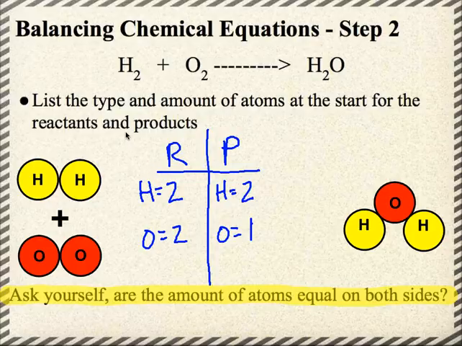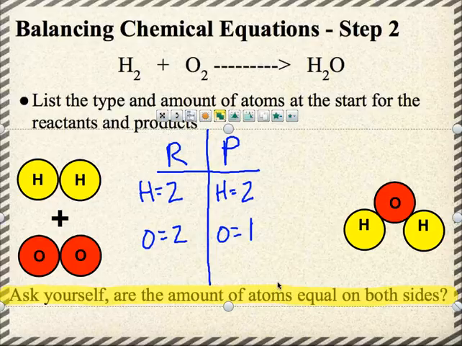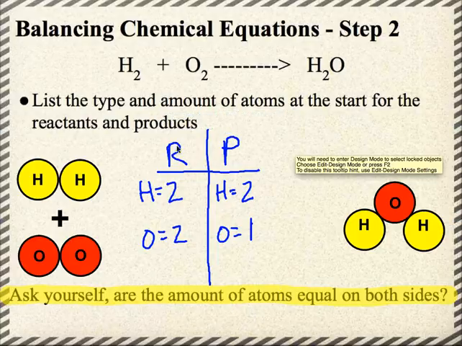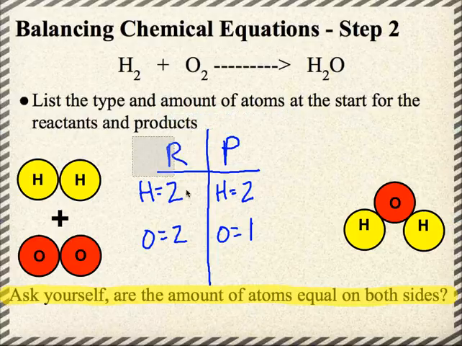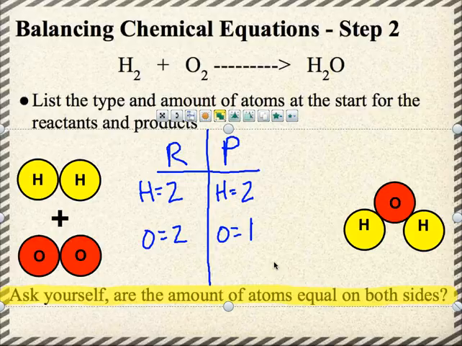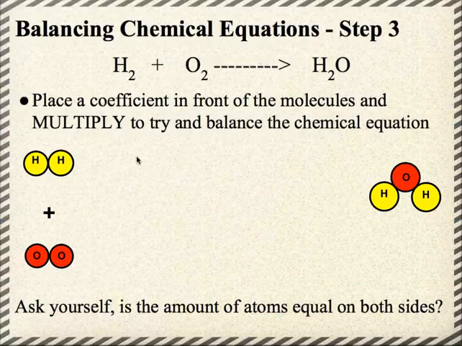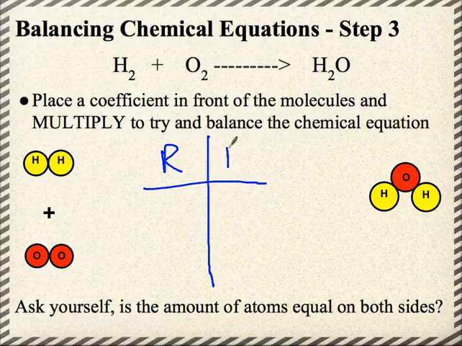And now that I know that this isn't exactly everything, I'm now going to go to the third step. And the third step is basically what it says: I'm going to place a coefficient in front of the molecules. Okay. So I should have kept that chart that I had, but that's okay.